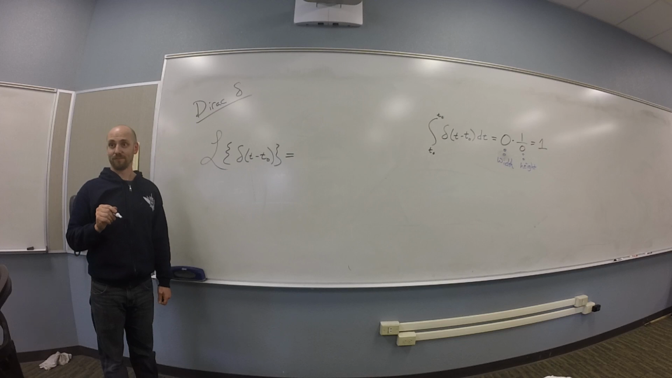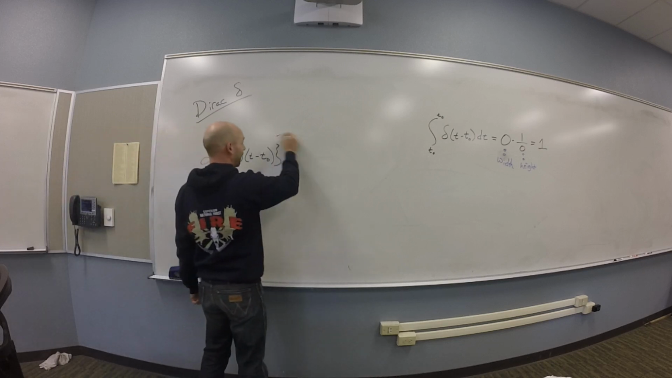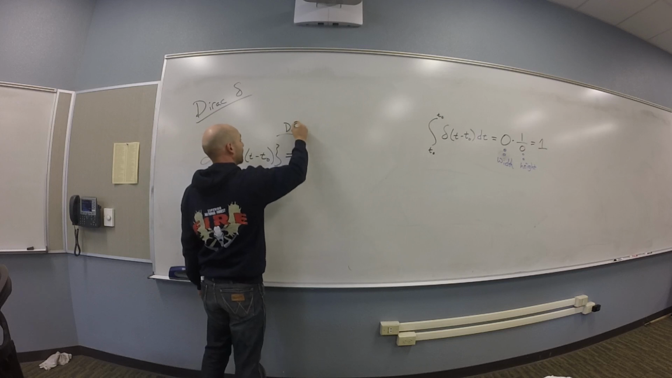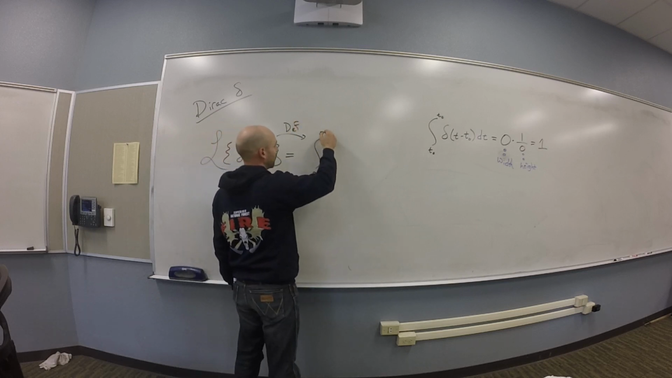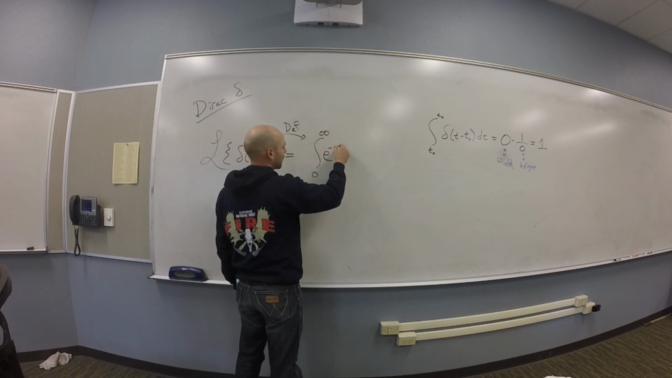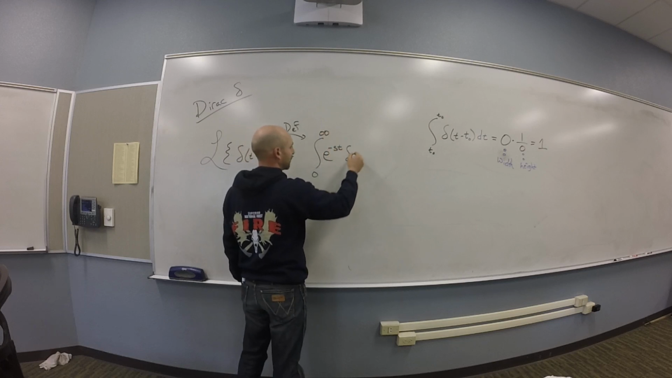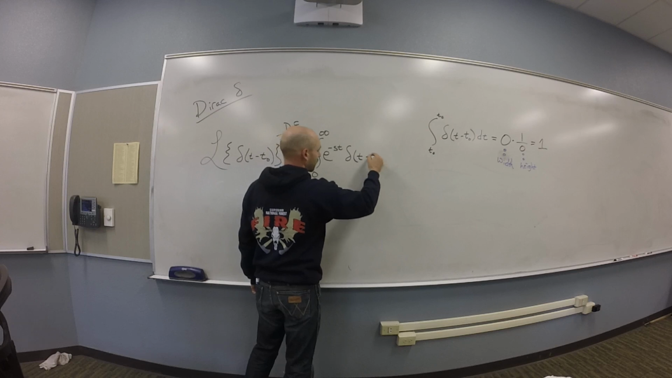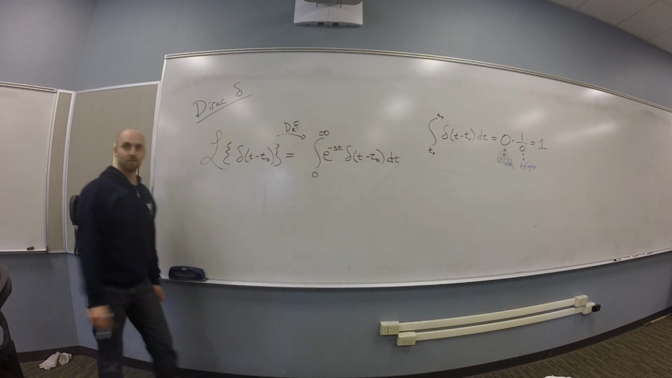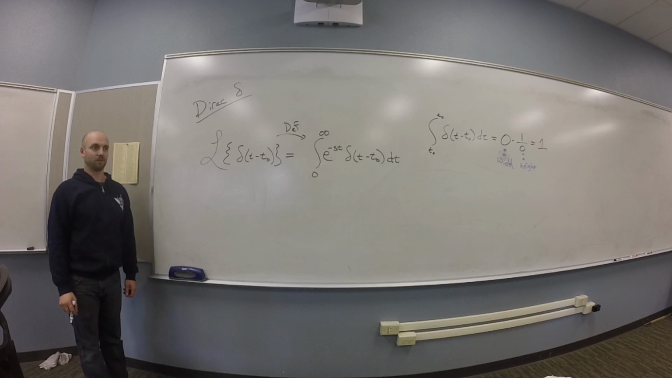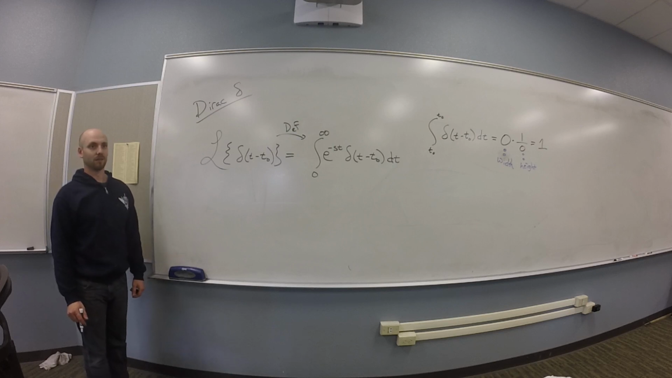I should do, yeah, do the definition. So definition-wise, this should be the integral from 0 to infinity of e to the minus st times the delta function dt. Right? But this thing's basically always 0 except at the one spot, right?